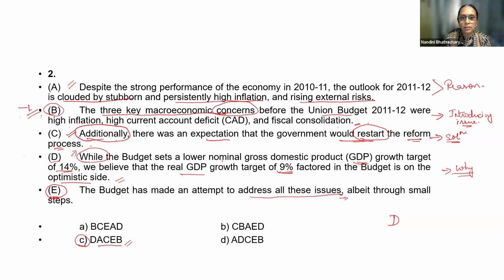While the budget sets a lower nominal gross domestic product growth target of 14%, we believe that real GDP growth target of 9% factored in the budget is on the optimistic side. So this is giving a statement that the 9% growth is too optimistic. So we should have something before it which explains this statement, or something after it which explains the statement.